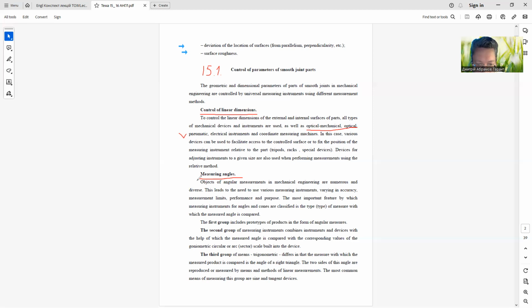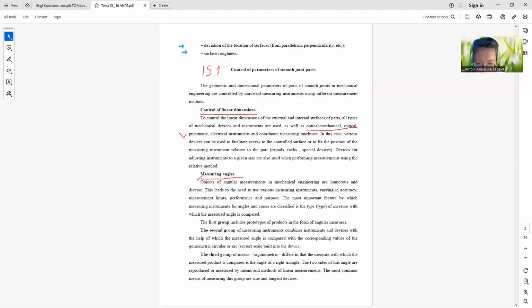The first group includes prototypes of products in the form of angular measures. The second group of measuring instruments combines instruments and devices with the help of which the measured angle is compared with the corresponding values of the geometric circle, arc, sector, or scale built into the device.